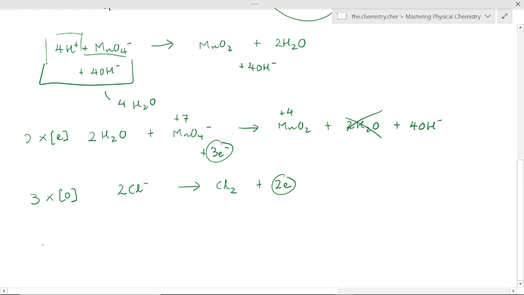So if I sum them up all together in my overall equation, I'll have 4H2O plus 2MnO4- plus 6Cl-, and that gives me 2MnO2 plus 8OH- plus 3Cl2. And that is how you can balance the redox equation in the alkaline conditions.